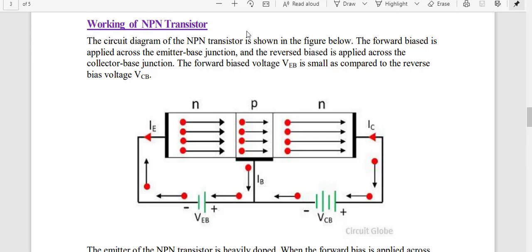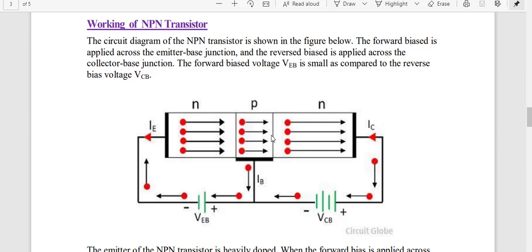Suppose you have 100 electrons here, so 100 electrons will be neutralized if you have 100 holes. Now if you have 5 holes, that means 5 electrons will combine with these 5 holes, and the maximum number of electrons will try to move from emitter to base and from base to collector. So when electrons move, there is some current flow, that means there is some conductivity. That's why the base region is lightly doped.